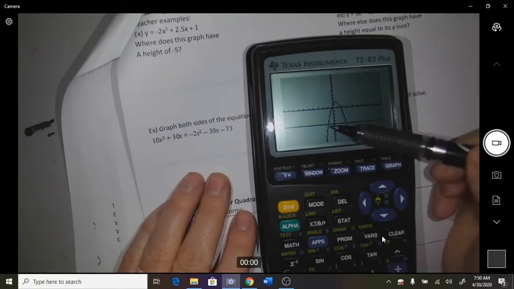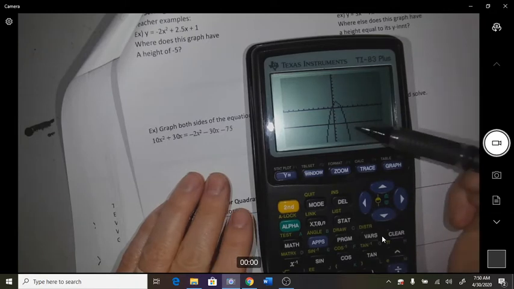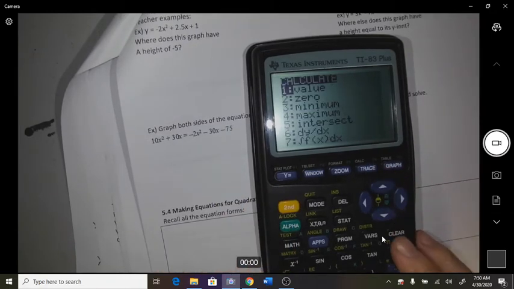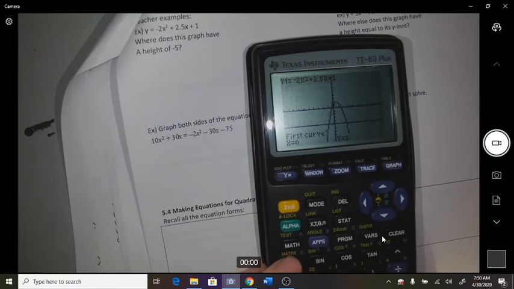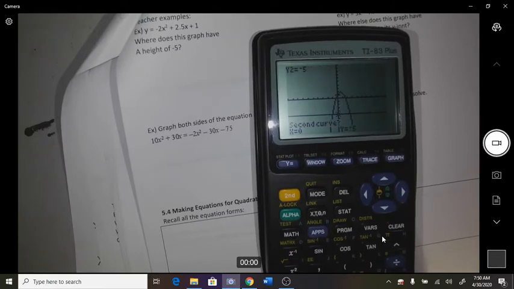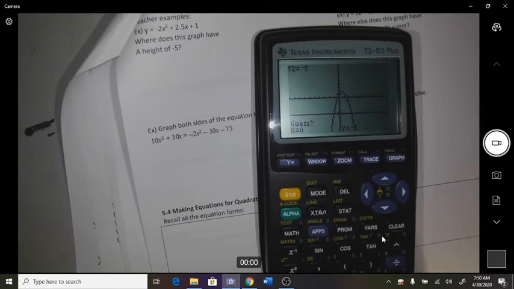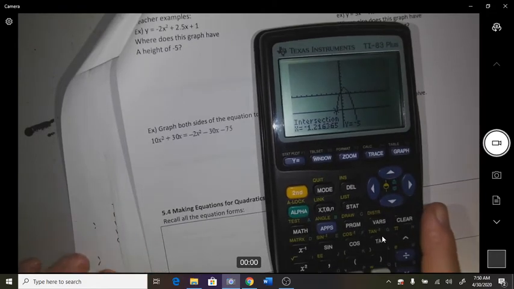So there's your quadratic, and then where does it have a height of -5? So it's going to have a height of -5 right there and right there. So you're going to calculate number 5, the intersection, and it just activates your cursor automatically on one curve, so you hit enter. Second curve, it jumped for you, so enter, enter. -1.22.